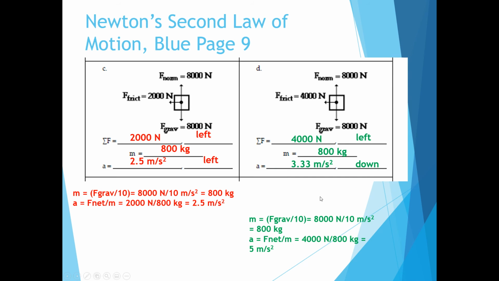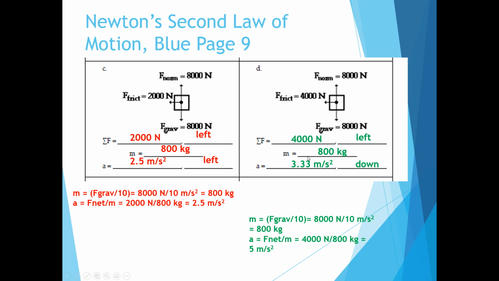C, we're going to do the exact same thing. Our net force, we're going to take a look at this, and we're going to see that they're balanced up and down, but to the left, we have a net force of 2,000 newtons. And we can figure out our mass by taking the gravity and dividing it by 10, and that will give us 800 kilograms. The acceleration is going to be the net force divided by the mass, which gives us 2.5 meters per second squared, and it is also going to the left because that's the direction of our net force.